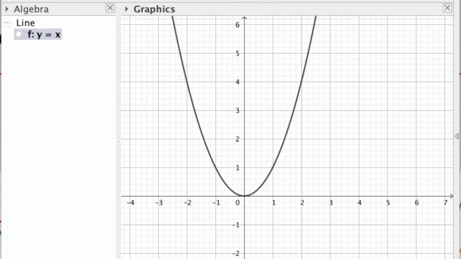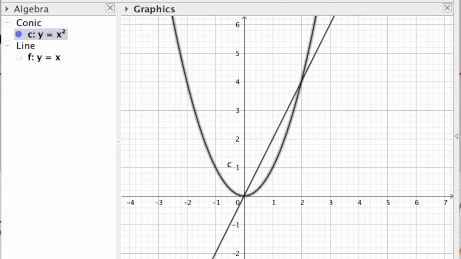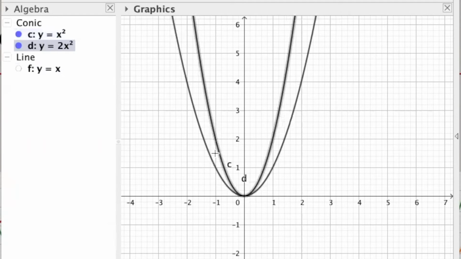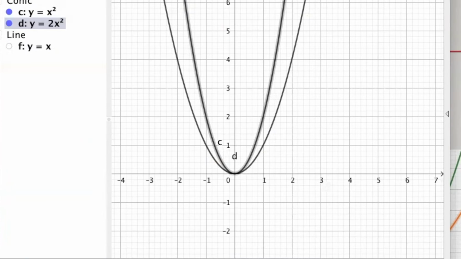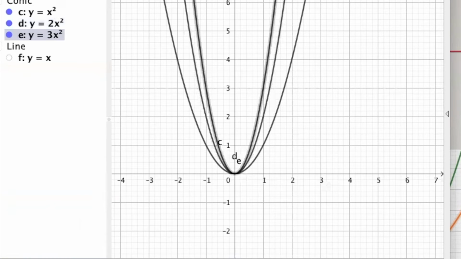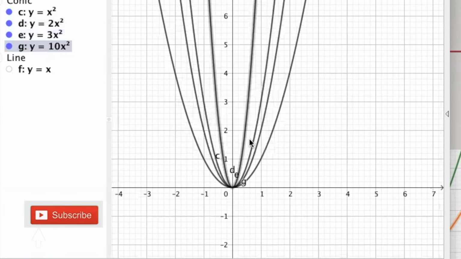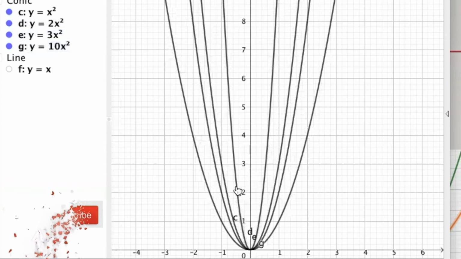Here we have y equal x squared, and if I insert y equal 2x squared, as we can see, the graph is going inward. It's a vertical stretch. Let us look at y equal 3x squared. As you can see, it's being stretched more. So I have y equal 10x squared. Now looking at this, you can see that it's stretching.